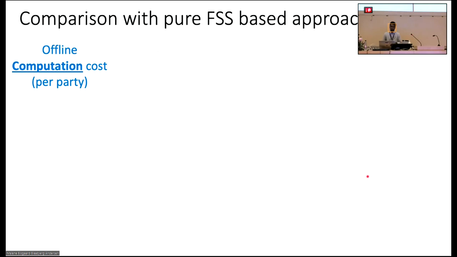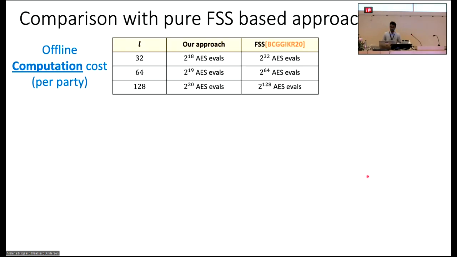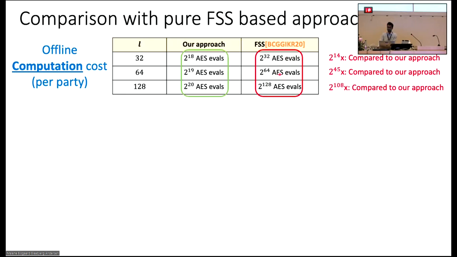Let me also compare this with pure FSS based approaches. So if you were to use an FSS for large size inputs, this is how it will look. The offline computation cost of FSS blows up. Here you see that FSS requires you to do 2 raised to 64 AES evaluations for inputs of size 64, which is practically infeasible. So the offline cost of pure FSS based approach is infeasible compared to our approach.